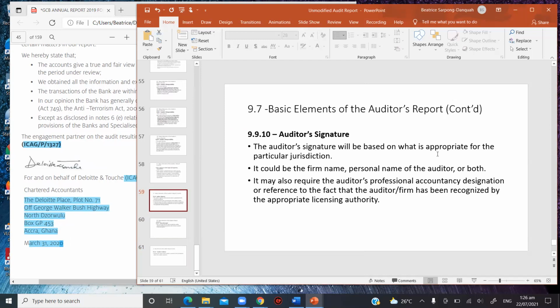That's the unmodified audit report. Anything that deviates from this format will be a modified audit report, and the next lecture will look at the modified audit report. Thank you so much for your time.